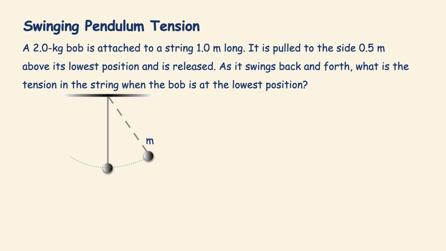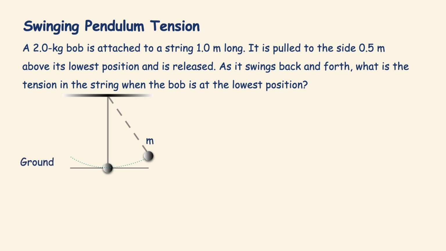As it swings back and forth, the question will be: what is the tension in the string when the bob is at the lowest position? So the combination here will be, first we'll use the energy conservation for the swinging part to determine what the speed at the very bottom of the pendulum is. And once we know the speed at the very bottom, we'll combine our results with the example from the dynamics of circular motion. Let's start with the energy first.